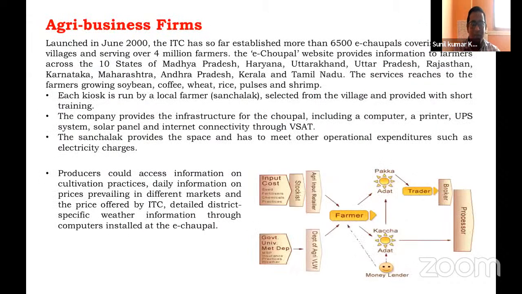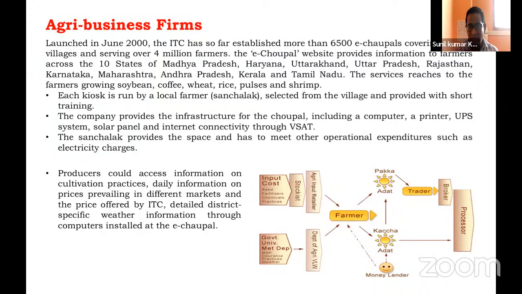Coming to the agribusiness firms, you may have gone through this. This is the ITC model of Madhya Pradesh. This was launched by ITC company in 2000, and they have come with around more than 6,500 e-Choupals, which are covering more than 4 million farmers. Majorly, they are working in these 10 states of Madhya Pradesh, Haryana, Uttarakhand, Uttar Pradesh, Rajasthan, Karnataka, Maharashtra, Andhra Pradesh, Kerala, and Tamil Nadu. They are providing majorly the services on soybean, coffee, wheat, rice, pulses, and shrimps.